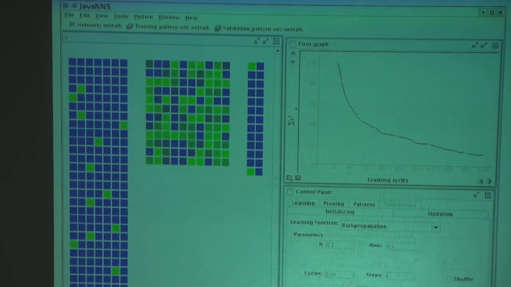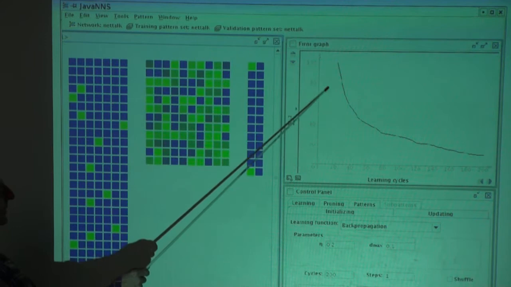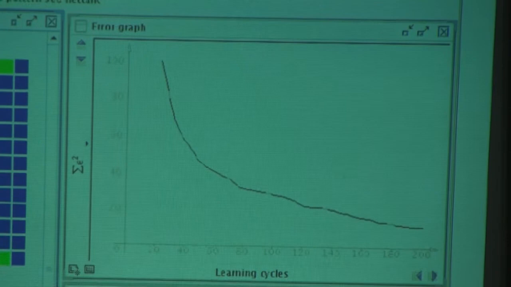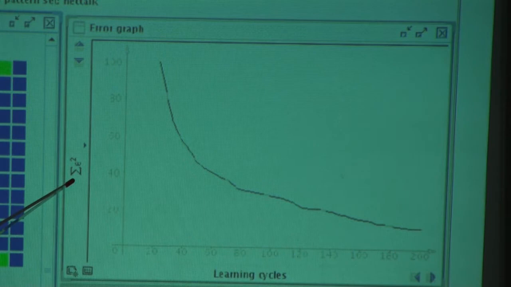Just to give you an impression of how this works: you have the software, you can use the programs for training and then for application, and you have some nice graphical tools to visualize the activations of neurons and the weights in the network. Here you see the application of Java NNS to the NetTalk system. In this diagram you see the learning curve, which displays the sum of the squared errors in the output units over time. And you can see that it monotonically decreases.